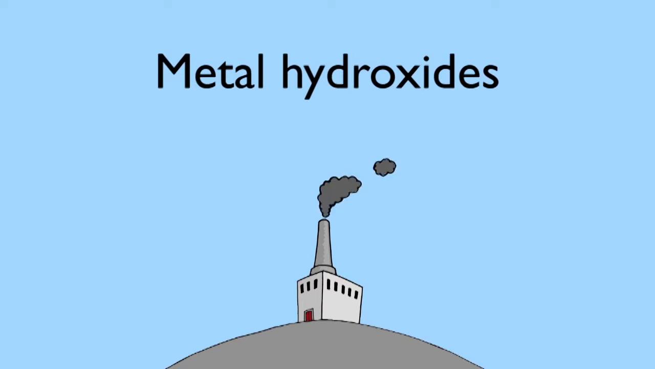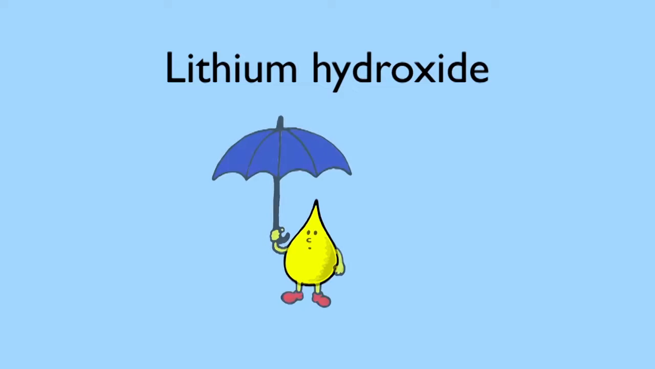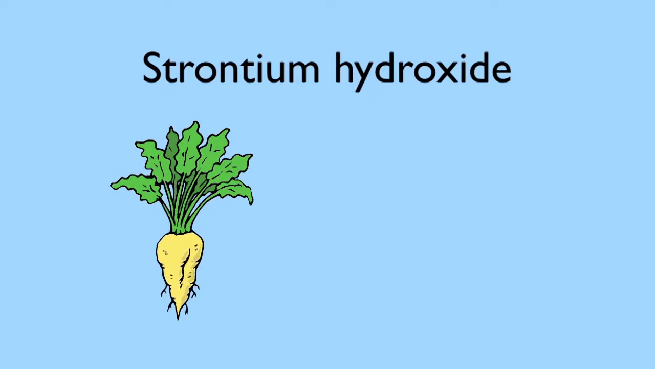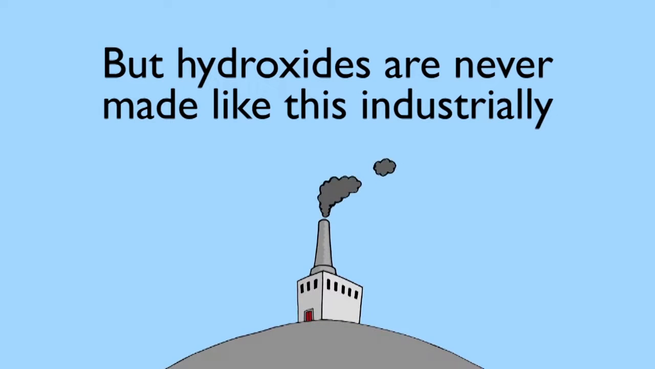Metal hydroxides have many uses in industry. Lithium hydroxide is used to make a highly water-repellent grease. Strontium hydroxide plays a role in the manufacture of table sugar from the sugar beet crop. But you'll never see hydroxides made in industry by adding the pure metal to water.